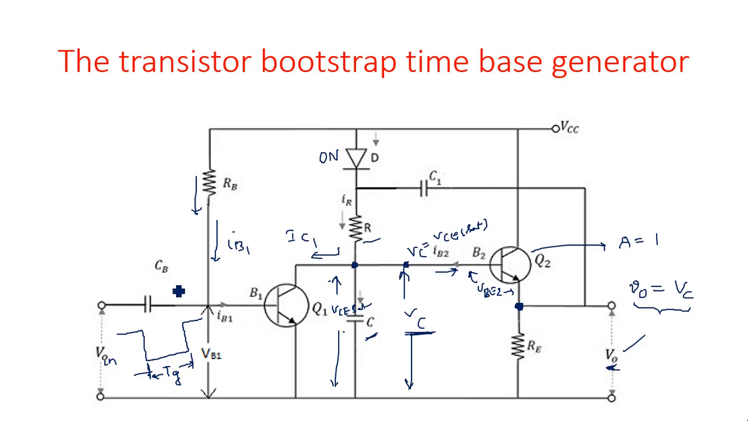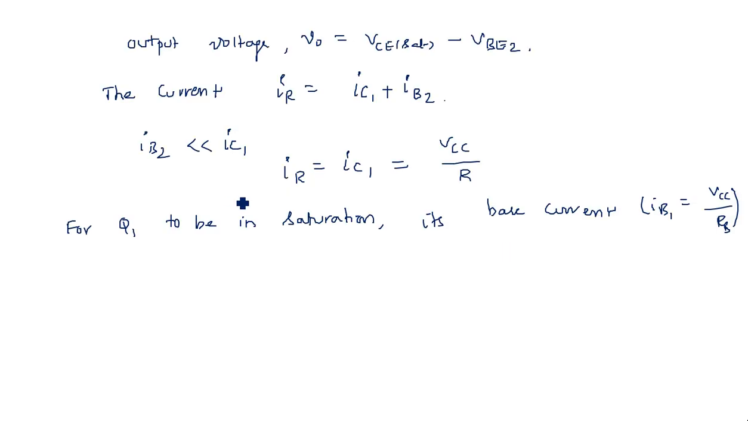So when there is no supply at the input, IB1 is the only source at the base of the transistor Q1, which is VCC. That is, VCC gives a current to the base, so IB1 is going towards the base. So what is IB1? We can write it as VCC by RB.